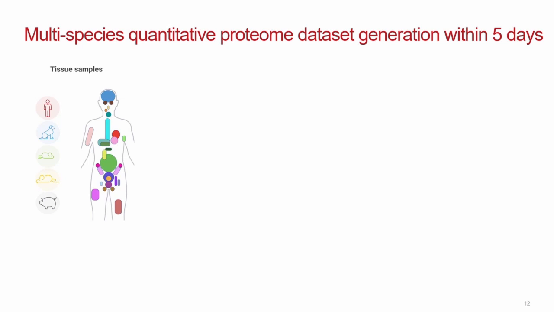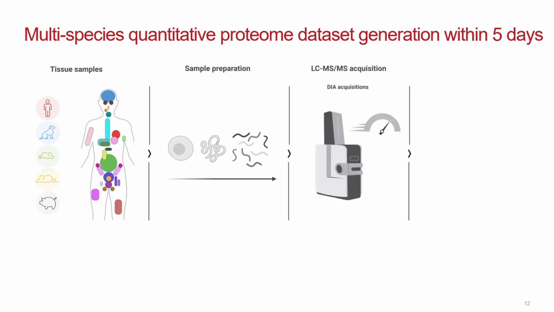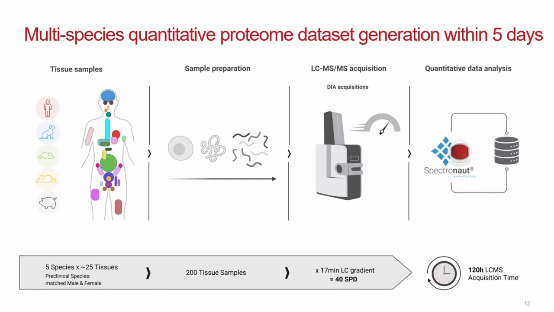Again, using our 5 species times 25 tissues. We did bottom-up proteomic sample preparation and measured those samples directly with a DIA method using timsTOF HT. Also here to give you some numbers, we have 5 species times 25 tissues. Important note, for all preclinical species we had matching tissues from male and female.